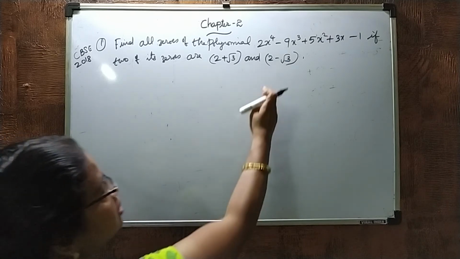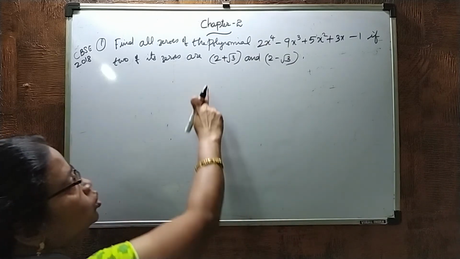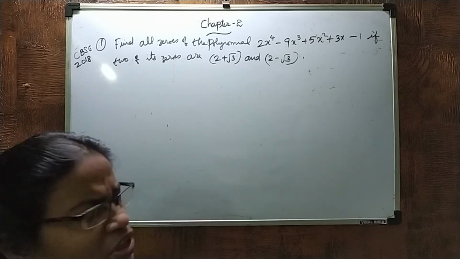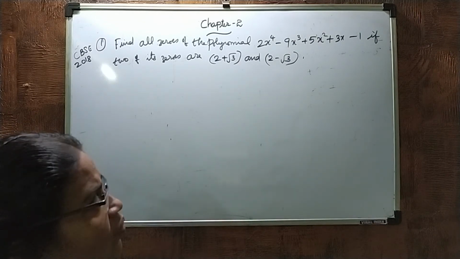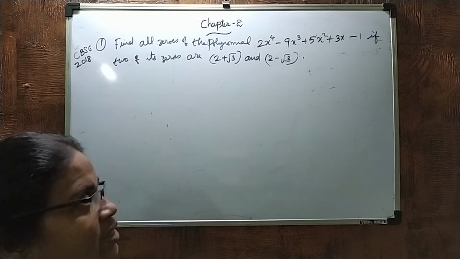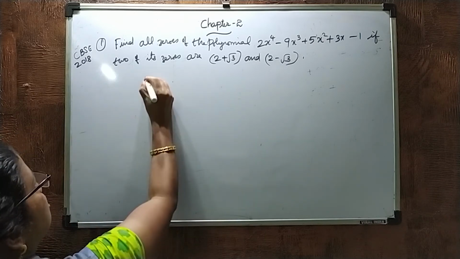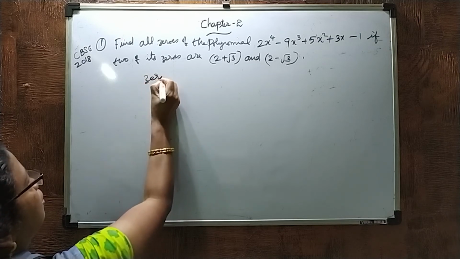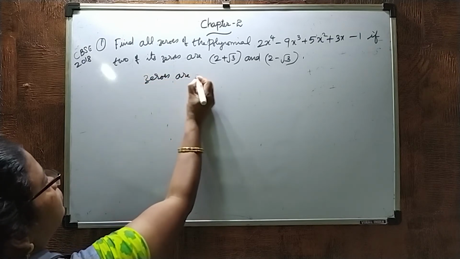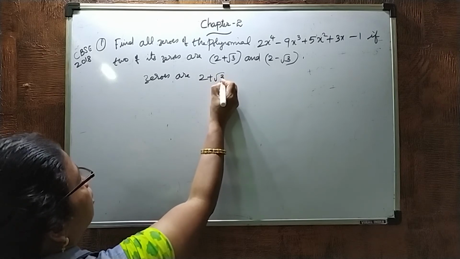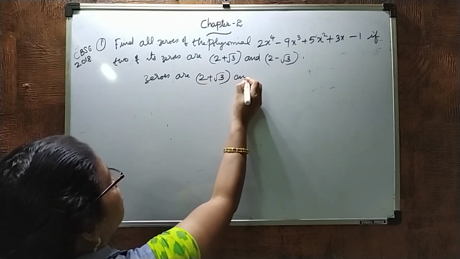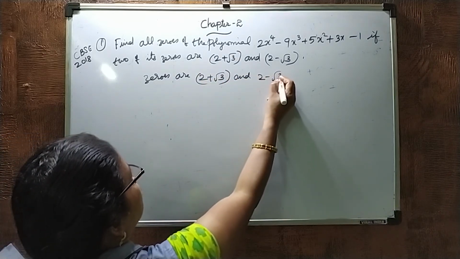Next, here the degree is 4. So 2 zeros are given, and 2 more zeros you have to find. The same way you have to do it. But you will make mistakes in some of the steps, so I will show it now. So the 2 zeros are 2 plus root 3 and 2 minus root 3.